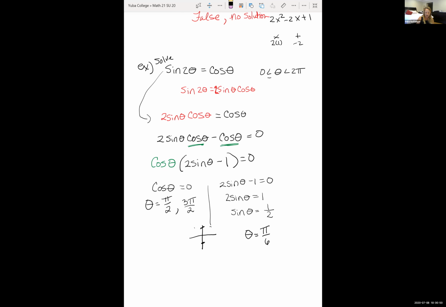So the reference angle is pi over 6, and it has to be in this second quadrant for sine to be positive. So to get there, we could subtract that from pi. So 6 pi over 6 minus 1 pi over 6 is 5 pi over 6. There's 4 solutions that would make this equation work.